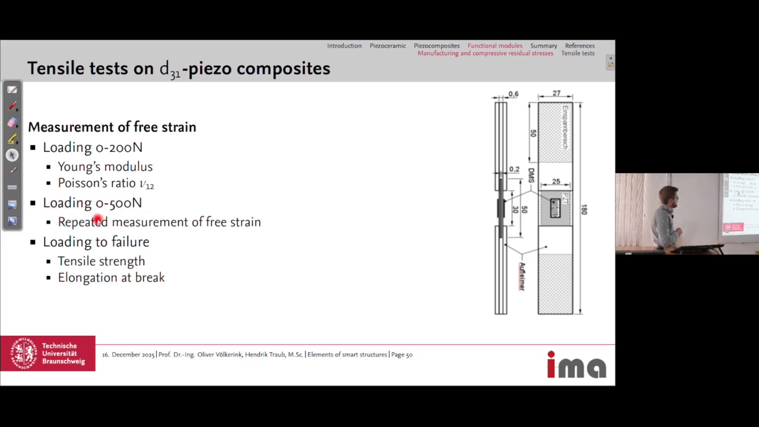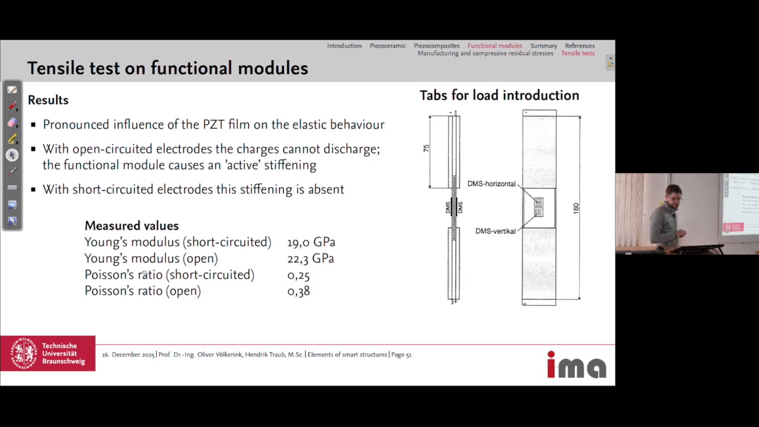Then we had a loading from 0 to 500 Newton to measure the free strain. We won't have a look at these results, just at the results of the loading to failure to get the tensile strength and the elongation at break. And the results were that there is an influence of the film on the elastic behavior with open circuit electrodes. The charges cannot discharge, so they cannot flow. And this causes an active stiffening of the module.